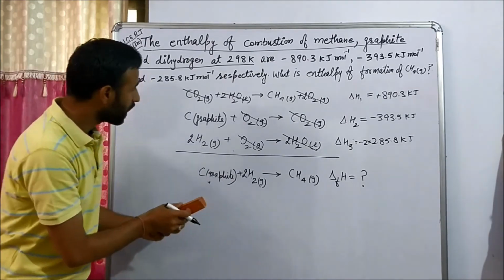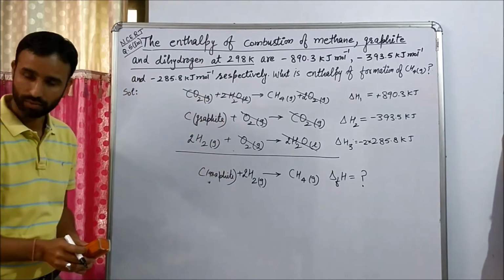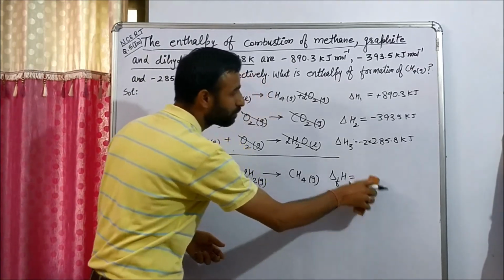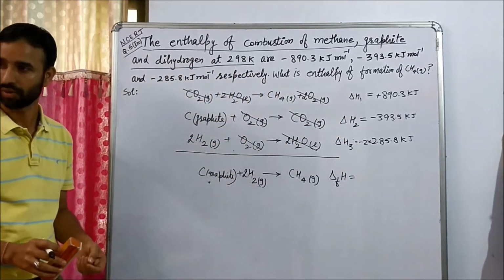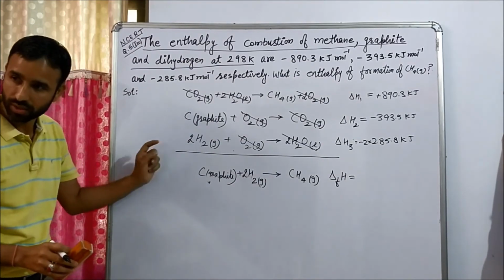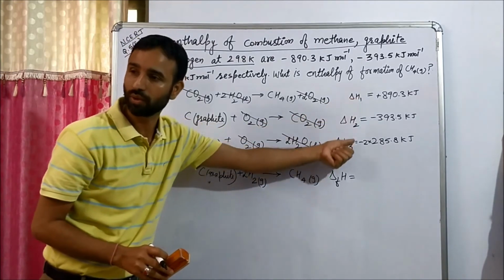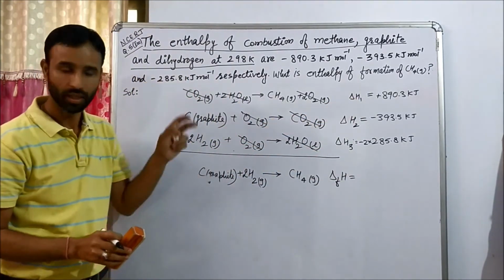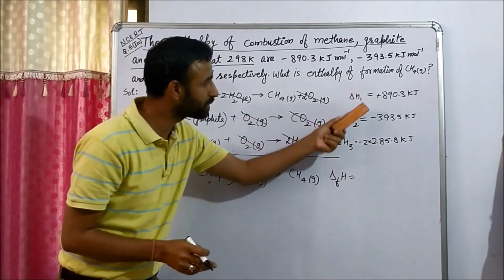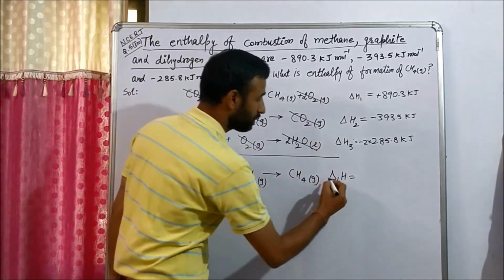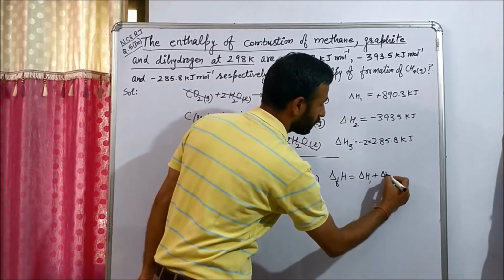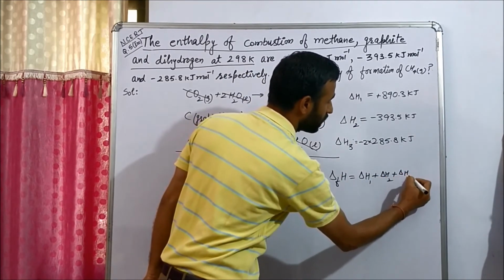Now, as we add these three equations, we get this final equation. Accordingly, the same operation we have to do with the enthalpies. Whatever operations you perform on these equations, the same operation you have to perform on the enthalpies, right? So as we add these equations, these enthalpies are also added. That means enthalpy delta H1 plus delta H2 plus delta H3.